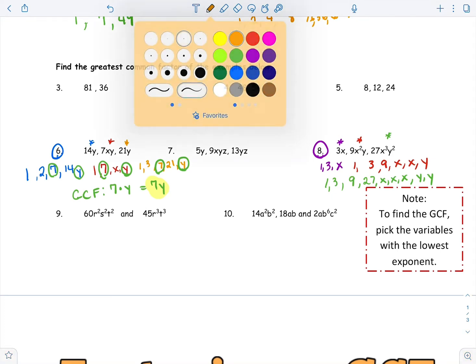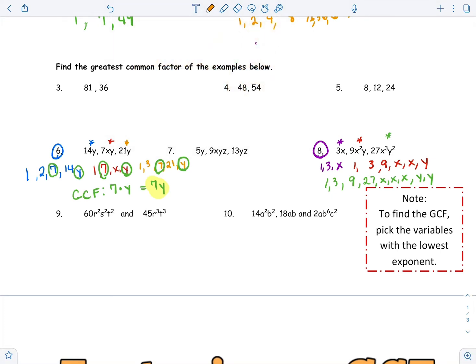So what's the greatest common factor between these? Well, they all have 3 for sure. And they all have an x. Leaving us with the greatest common factor, 3 times x, which is 3x.